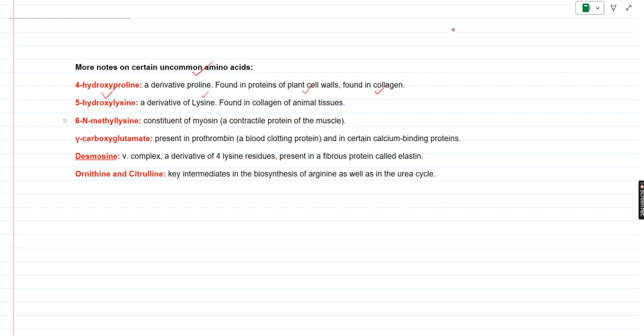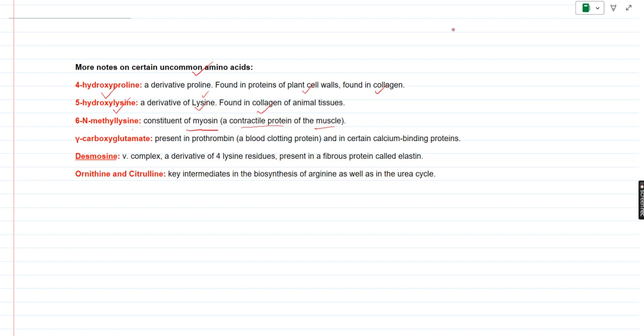Then there is another amino acid called 5-hydroxylysine. It is a derivative of lysine, and it is found in collagen as well. And one more is 6-N-methyl lysine. It is a constituent of myosin, because these can be tested under certain recall questions of GATE 2024, and it will be really helpful if you know the answer. So what is myosin? Myosin is a contractile protein of the muscle. So again, this plays a crucial role.